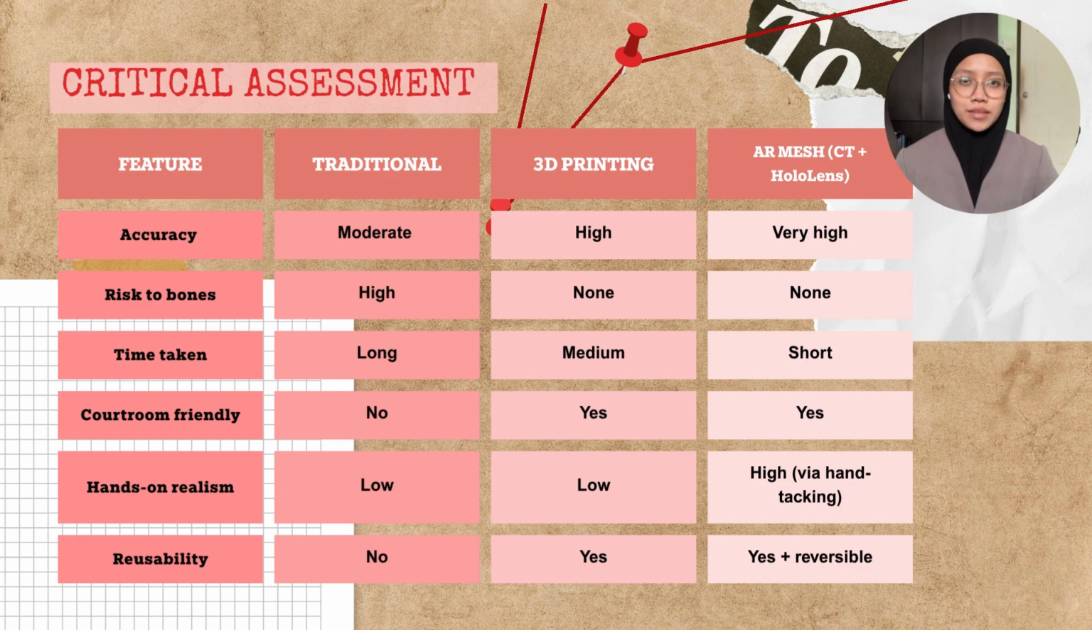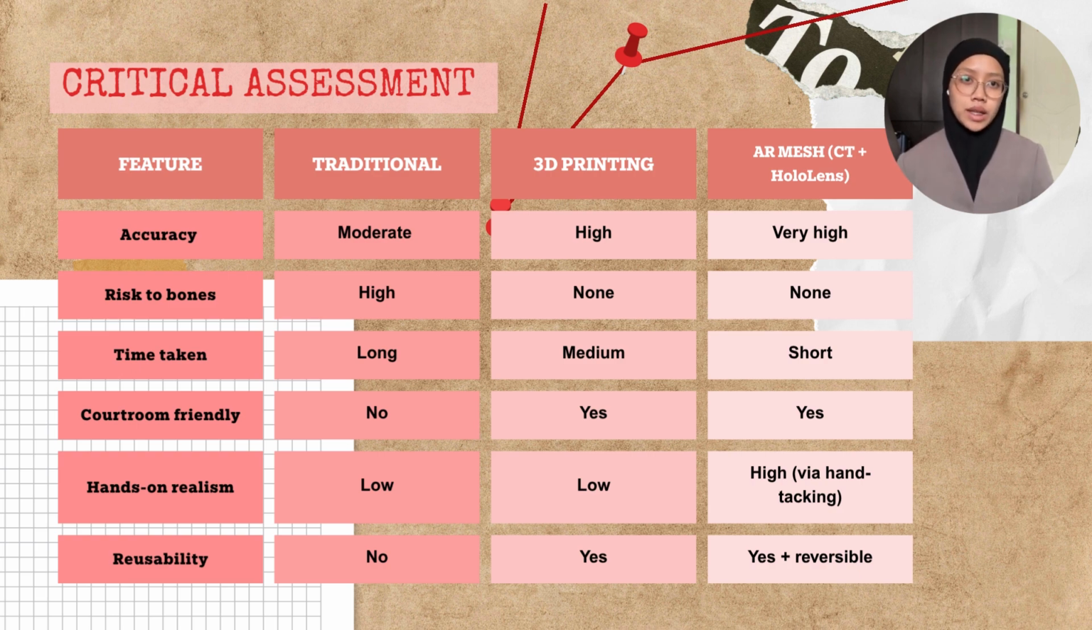Next is the critical assessment, which is the comparison between the traditional method, 3D printing, and the technology in this paper, called AR match. So for accuracy, it is medium for the traditional, high for 3D printing, and very high for AR match. Next, the risk to bone damage is very high for traditional, and it doesn't pose any risk at all to both 3D printing and the AR match.